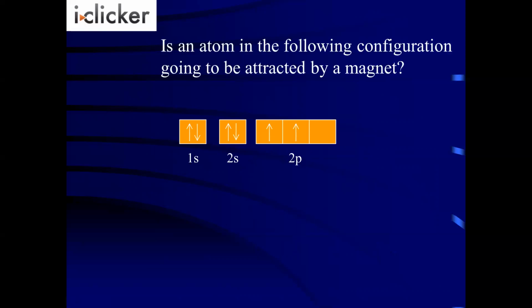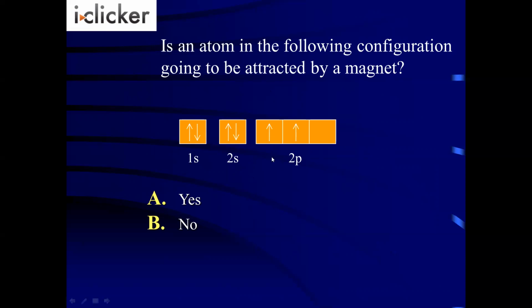So let's do some in-class practice. Is an atom in the following configuration going to be attracted by a magnet? In order to answer this question, you simply check if they are paramagnetic. If yes, they can be attracted by magnets.